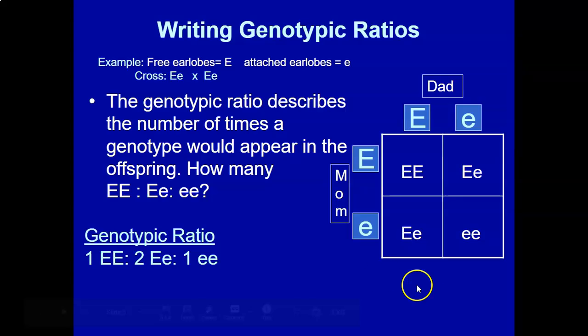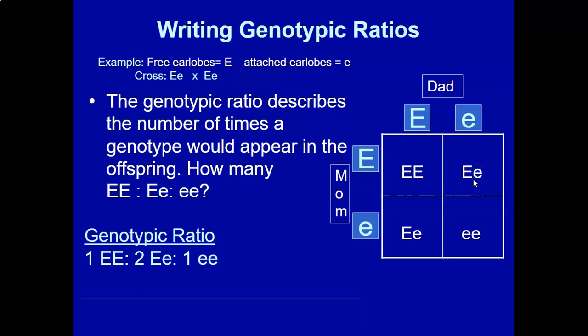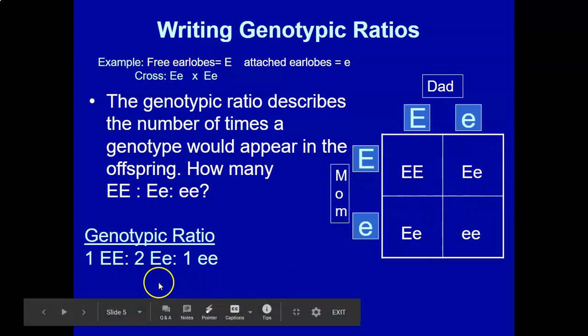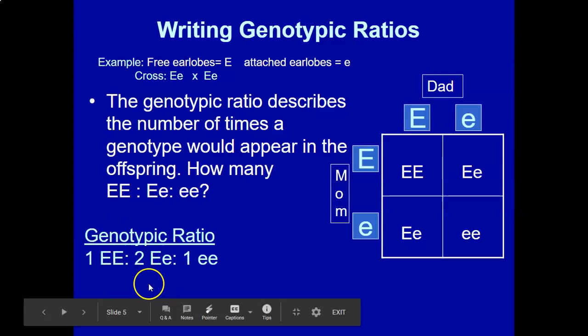In this case, you start at the top left box and we would say, okay, there's 1 capital E. That's why it's written here, 1 of those. Then you go to the next boxes. There's 2 capital E lowercase e's and then 1 lowercase e. When you're writing your genotypic ratio for a monohybrid cross, you always put the homozygous dominant first, then the heterozygous form, and then the homozygous recessive form.